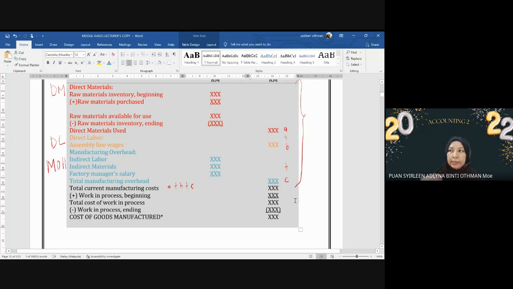Tapi kilang sebab dia ongoing proses kan, semasa you masukkan bahan mentah baru, ada bahan mentah yang sedang diproses.